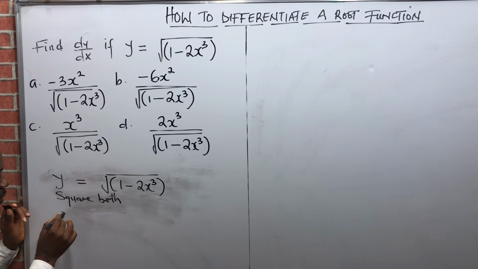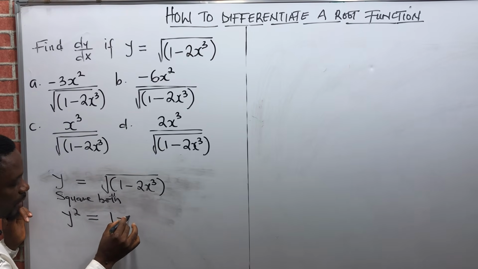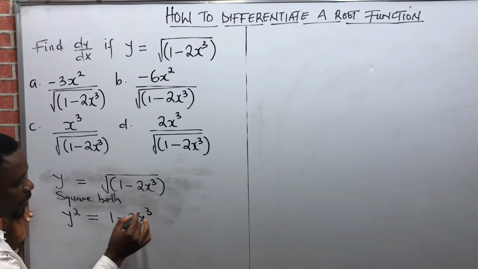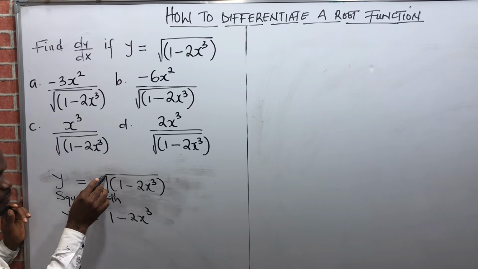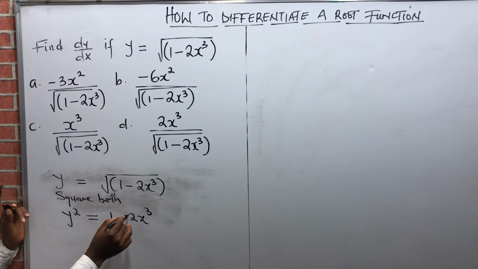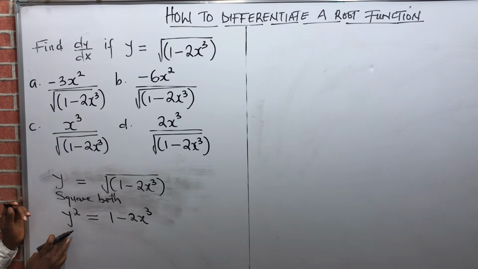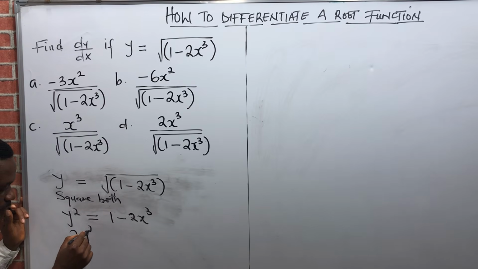So my y will now turn to y squared, equal to 1 minus 2x all raised to the power of 3. I said once you square both sides, the square root will disappear. Now, can you see that it will be easier for me to differentiate it now? I want to differentiate y squared. Now, consider the power. The power is 2. Are you there? Then repeat the question: y raised to power 2, and introduce minus 1 to the power.